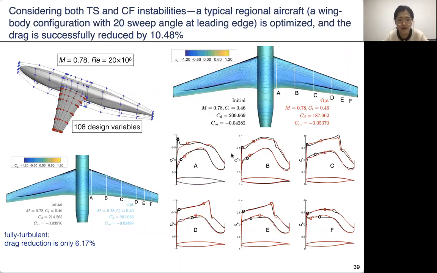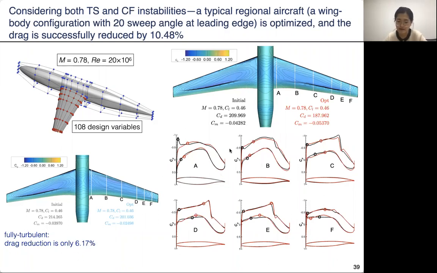Finally, we applied our framework on a more complicated case, a wing body case. The conditions correspond to a typical regional aircraft, like the Airbus 320 and the Boeing 737. For the laminar flow optimization, the drag is reduced by 10.48%, while for the fully turbulent, the drag reduction is only 6.17%.